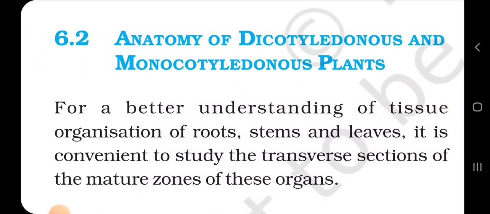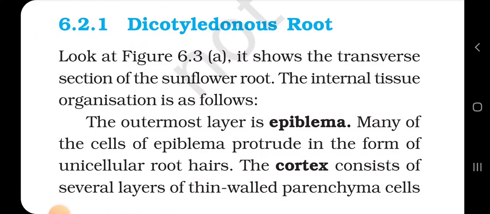6.2 Anatomy of dicotyledonous and monocotyledonous plants. For a better understanding of tissue organization in roots, stem and leaves, it is convenient to study the transverse sections of the mature zones of these organs. 6.2.1 Dicotyledonous root. Look at Figure 6.3a. It shows the transverse section of the sunflower root. The internal tissue organization is as follows.